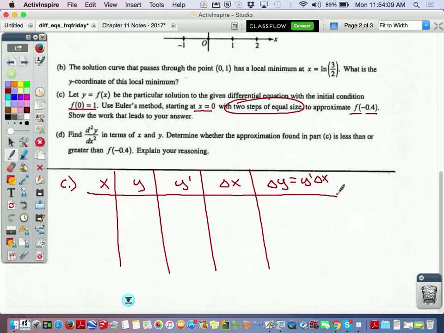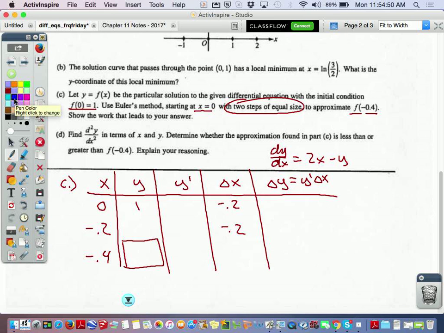Our initial point, they give that to us, that is the point 0, 1. Now our goal is to use two steps of equal size to eventually get to negative 0.4. If I'm trying to get to negative 0.4 to get my final y value, then my middle step has to go to negative 0.2. What this does is it gives me a delta x of negative 0.2. And that's an important piece. I'll also just rewrite down our dy dx as 2x minus y.